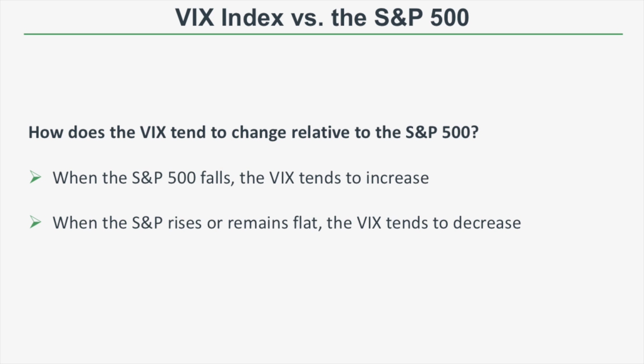Now, when the S&P 500 rises or remains flat, the VIX tends to decrease because wild market movements are no longer occurring, and when stock prices are rising, people are happy and complacent, and there's no real need to go out and buy protection in a hurry. So therefore, in that scenario, the VIX tends to decrease. So let's go ahead and look at a visualization to back up this concept.